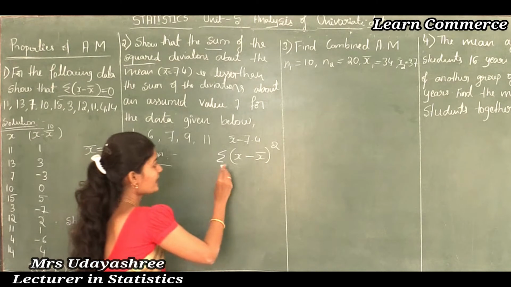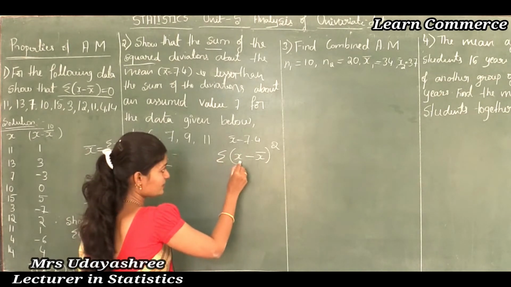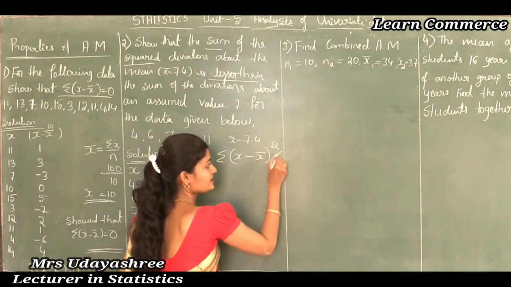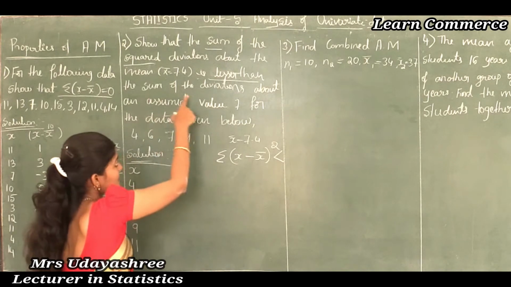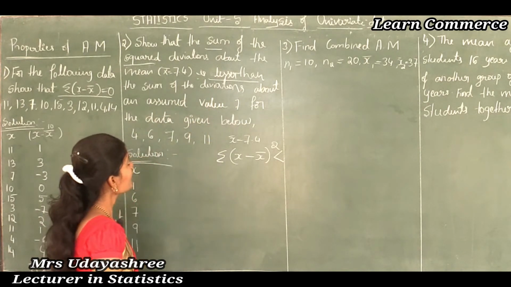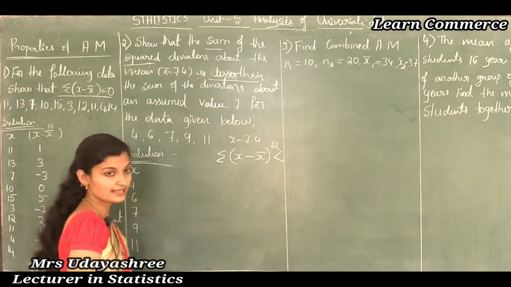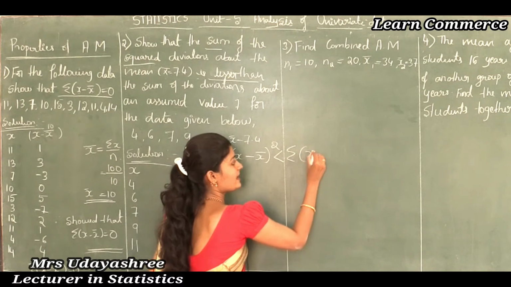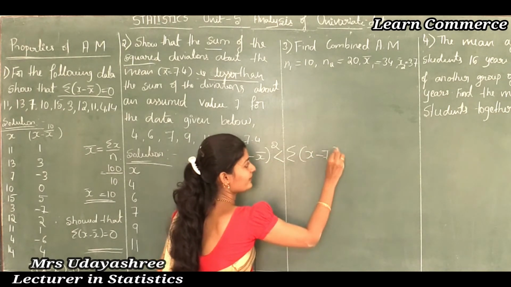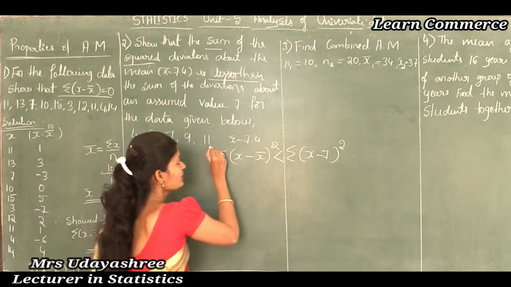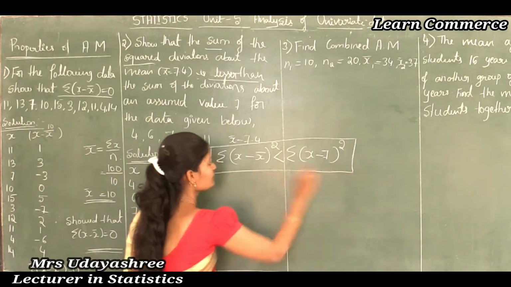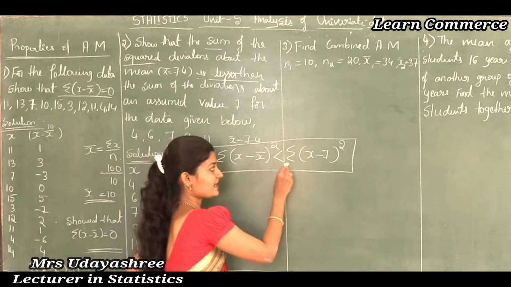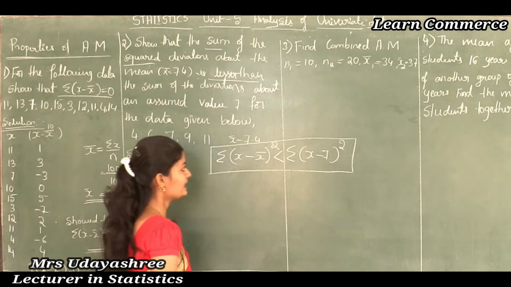So we need to show that the summation of (x minus x bar) whole squared is lesser than the sum of the deviation about the assumed value 7 for the data. That is, the sum of (x minus 7) squared. So we need to show that the sum of (x minus x bar) whole squared is lesser than the sum of (x minus 7) whole squared.